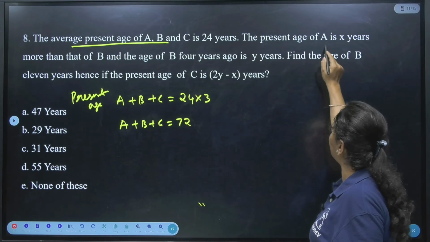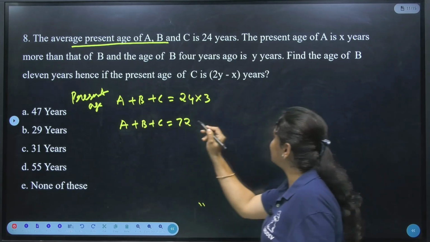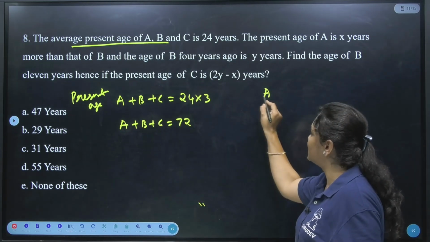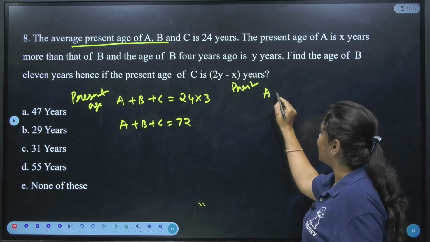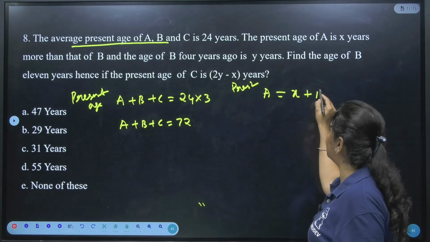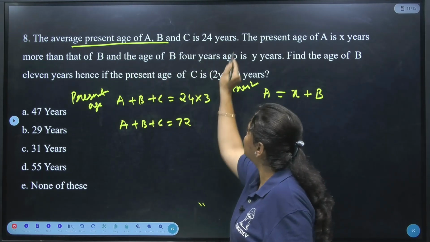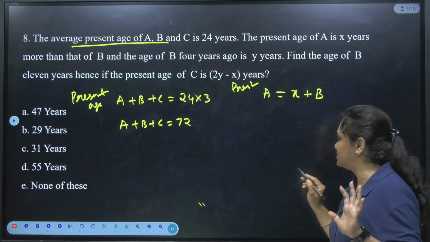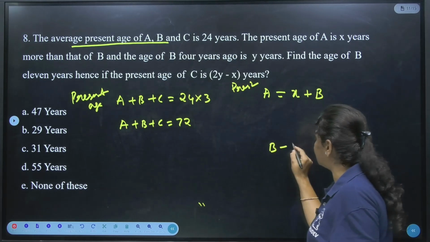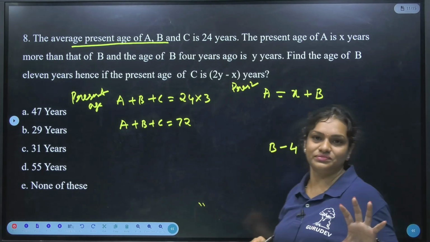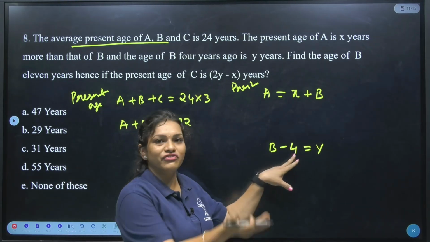Next, what is the condition given? The present age of A is X years more than that of B. Try to understand, the age of A given is at present only. At present, the age of A is X more than B's age. Is it clear? Next, the age of B 4 years ago is Y years. Whatever B's age is, 4 years ago it is Y. We don't know what it is, but according to the condition, B's age 4 years ago is Y.